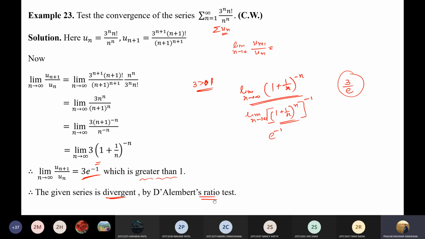Any question? Yes, Jia? Sir, I have also calculated e raised to minus 1 wrong. I have also got 3 only as the answer. Okay, so we can modify these things.